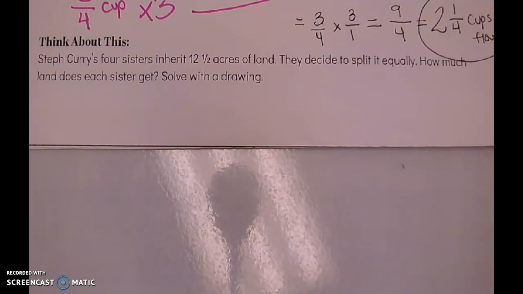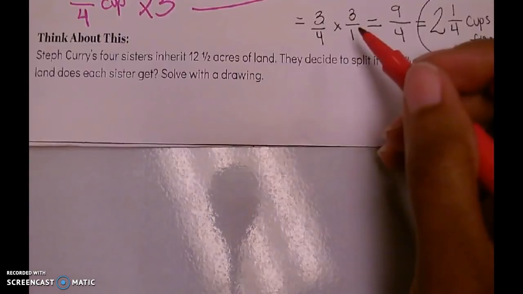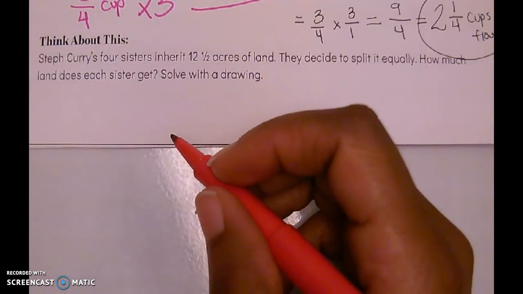Steph Curry's 4 sisters inherit 12.5 acres of land. They decide to split it equally. How much land does each sister get? Solve with a drawing. So this is a perfect thing to represent with a drawing.